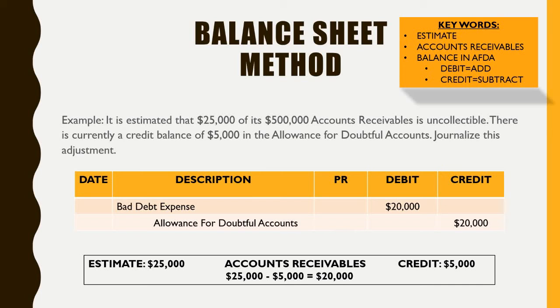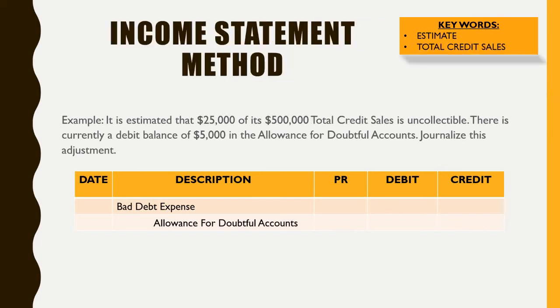Okay. Now the second one is going to be the income statement method. Now, we briefly looked at the income statement. We know that on the income statement, right, all you're dealing with is going to be your total sales. You're going to subtract your cost of goods sold and subtract out your entire operating expenses. Nowhere on the income statement will appear accounts receivable or an allowance for doubtful accounts.